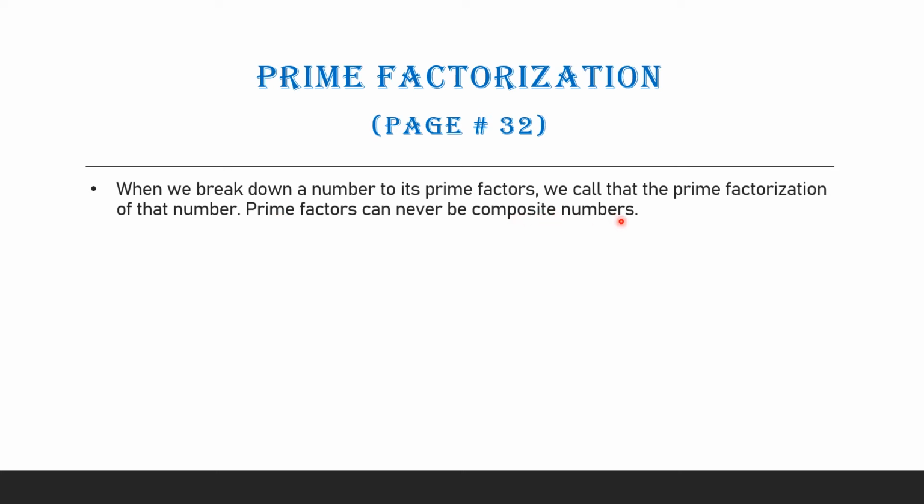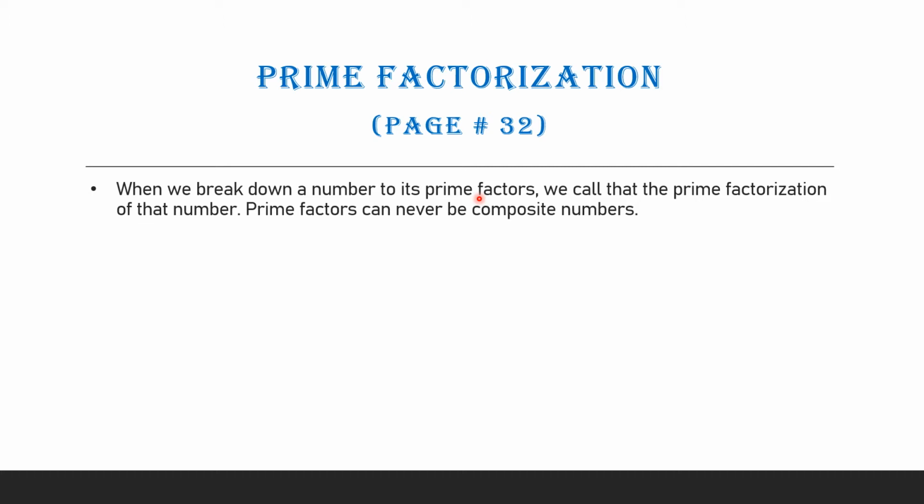So we have already learned about factors, prime numbers and composite numbers. When we split a number into its prime factors, what are the prime factors? It means the numbers that have only two factors, 1 and the number itself. For example, 5, 7, 11, 13, etc. And composite numbers are the numbers that have more than two factors.